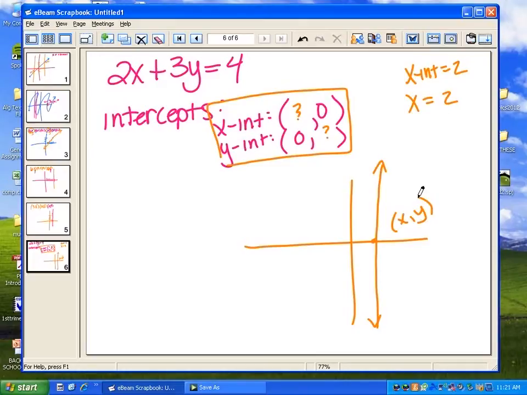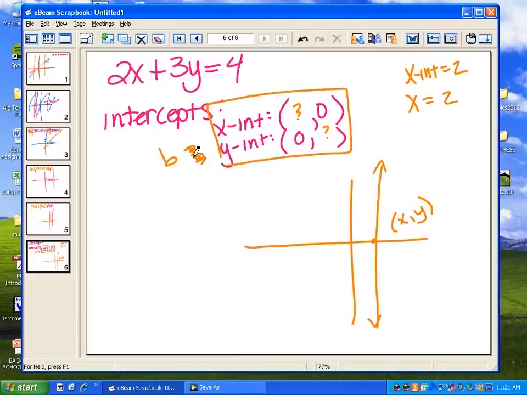You can put b, but you have to write it as a point. So if you don't want to write the word y-intercept, you can put the letter b. It's usually a lowercase letter, but it's still written as a point. Okay? All right, what's the other way?